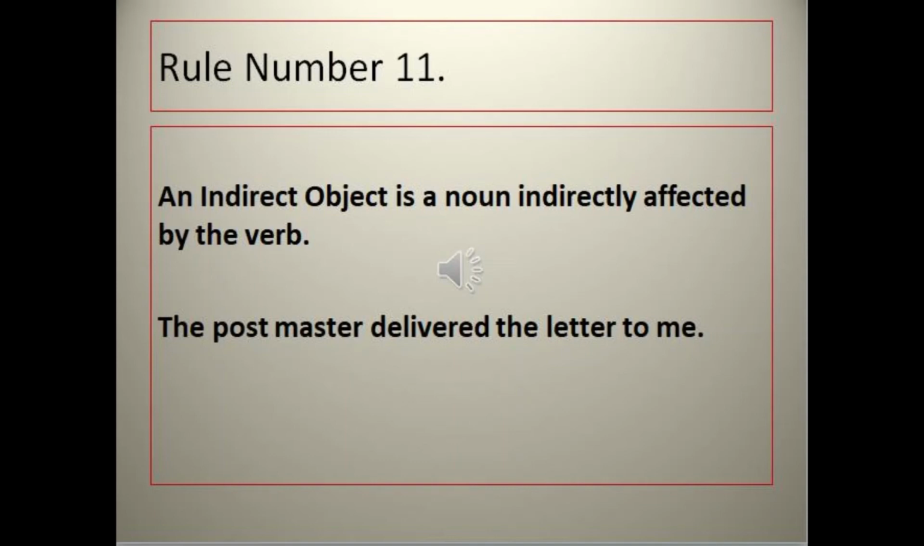The subject is postmaster, which is the noun performing delivery. The direct object is letter, which is the object of delivery. The indirect object is me, connected to the direct object with the word to. It's not always necessary for the words to be in this order. In fact, the sentence can be formed without the word to and still have the same meaning.